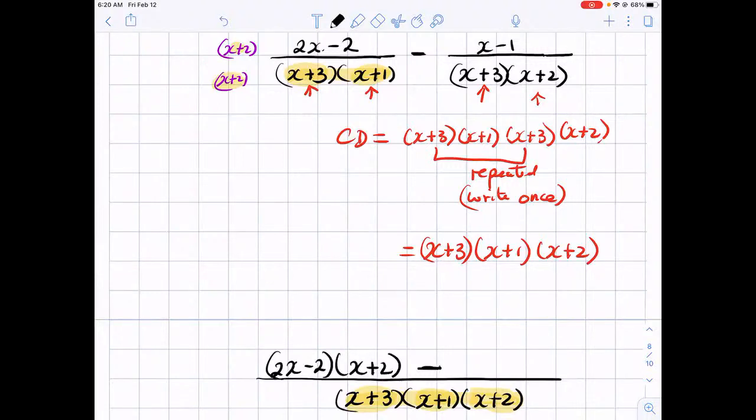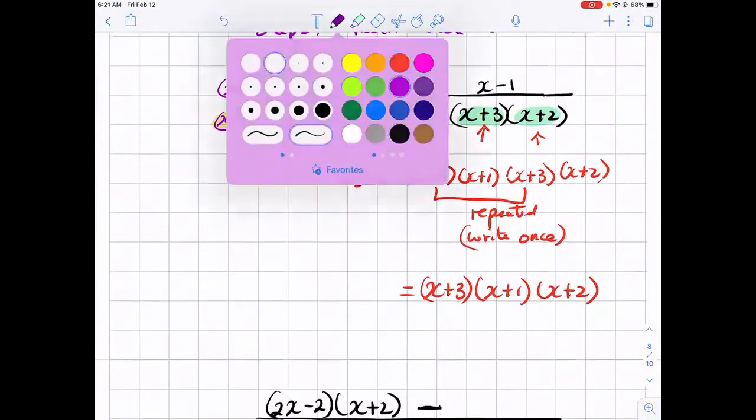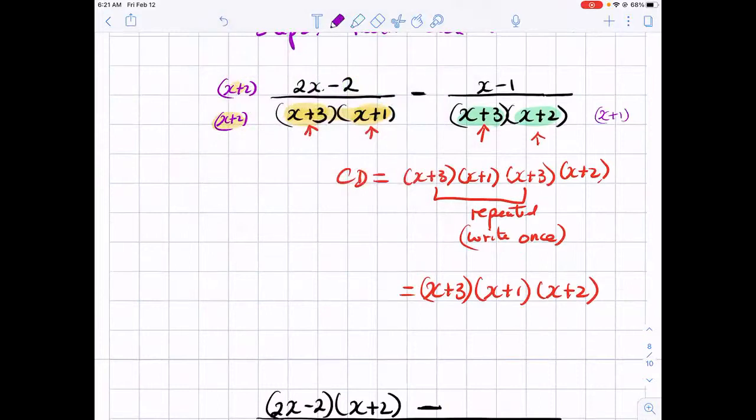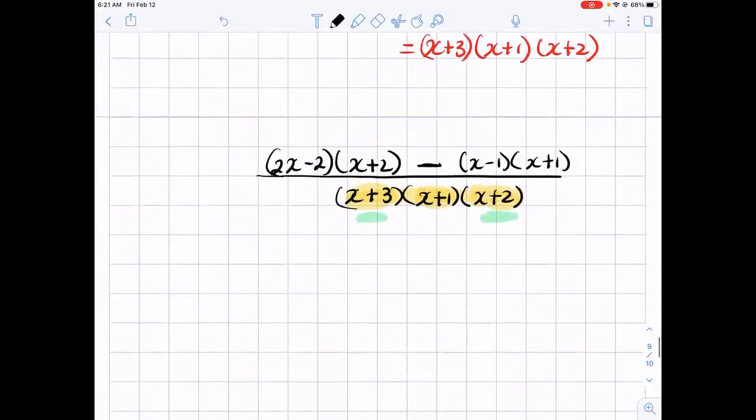Minus, I do the same thing for the next fraction. We have an x plus 3 here. We have an x plus 2 here. We don't have an x plus 1. So I'm going to multiply the bottom here by x plus 1. Therefore, I must multiply the top also by x plus 1. So this numerator becomes x minus 1 times x plus 1. Okay? If we multiply out the numerator, the denominator stays.